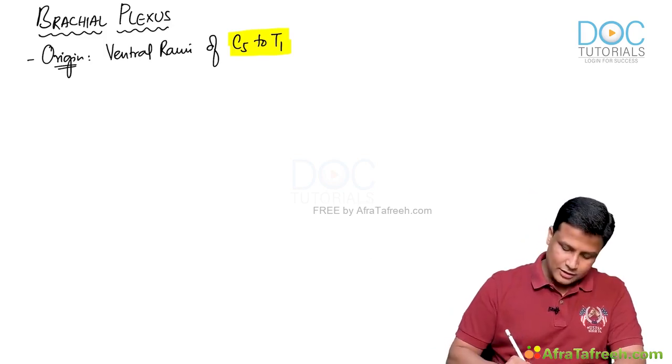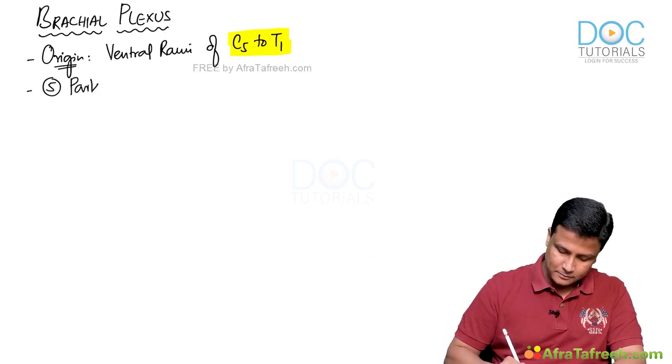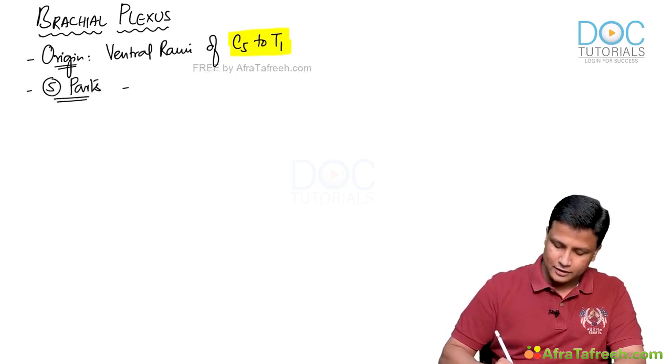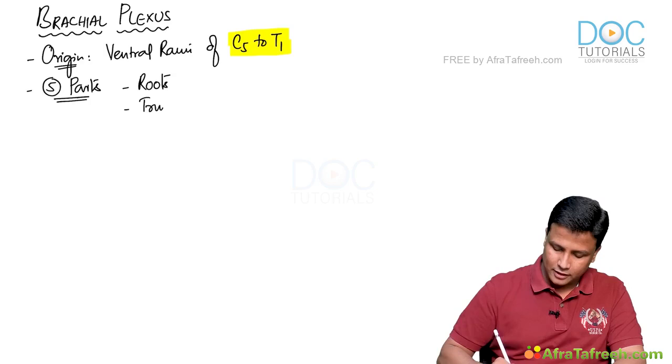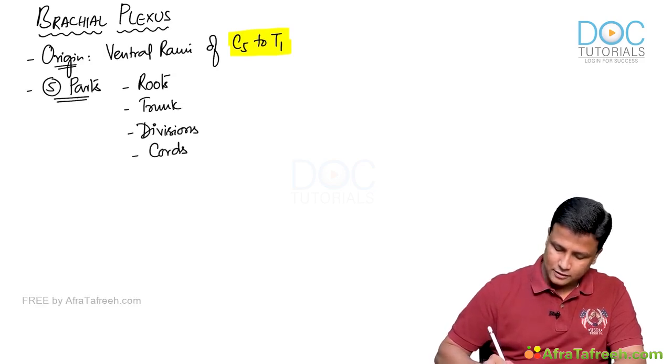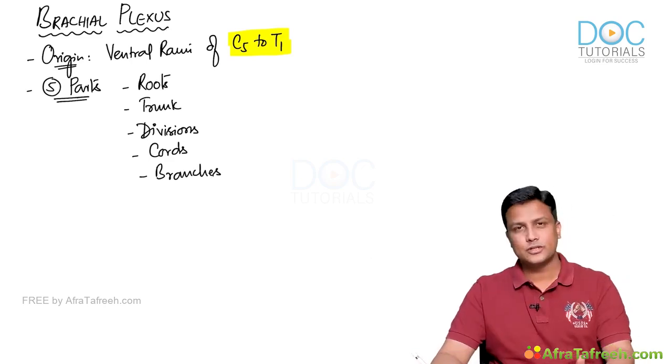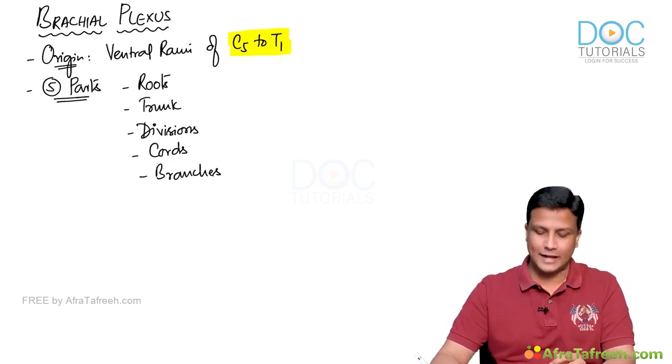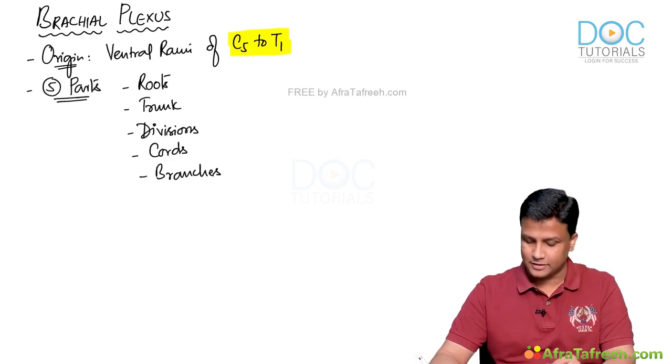Now once you are done with the origin, remember there are totally 5 parts of brachial plexus. Now what are the 5 parts? Start learning about them. First of all, you'll be having roots. The roots will combine to form trunks. The trunks will be dividing into divisions. Divisions will combine to form cords, and cords will finally give you the branches. So roots, trunks, divisions, cords and the branches. These are the 5 parts of the brachial plexus, guys.